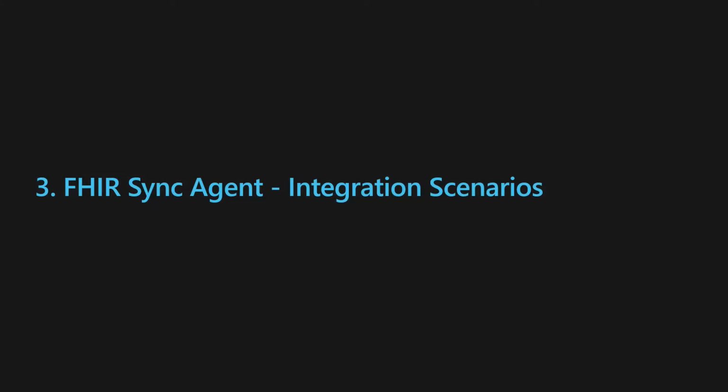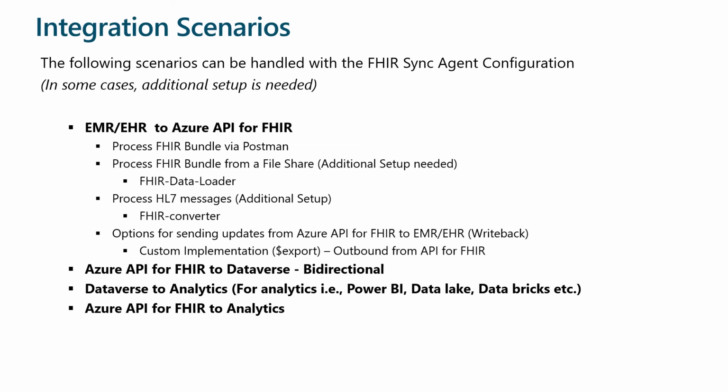In this part, we cover FHIR Sync Agent integration scenarios with sample use cases. The following scenarios can be handled with the FHIR Sync Agent configuration. EMR, EHR to Azure API for FHIR: either you can use process FHIR bundle via Postman or process FHIR bundle from a file share. An additional setup may be needed here. That is, FHIR data loader needs to be configured.